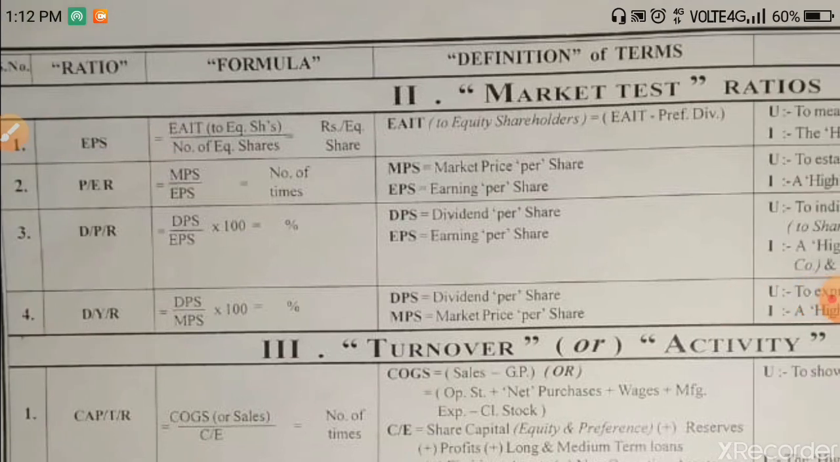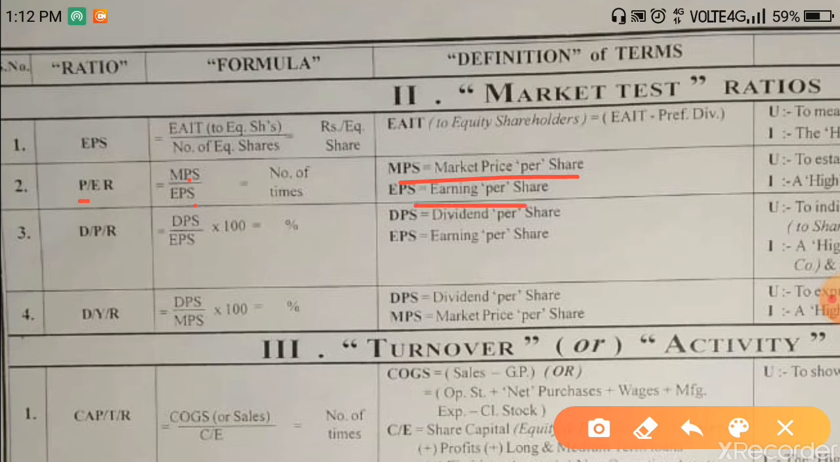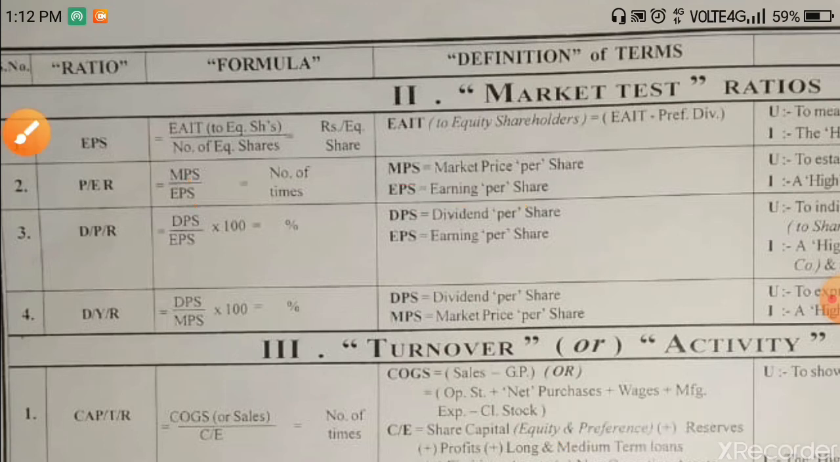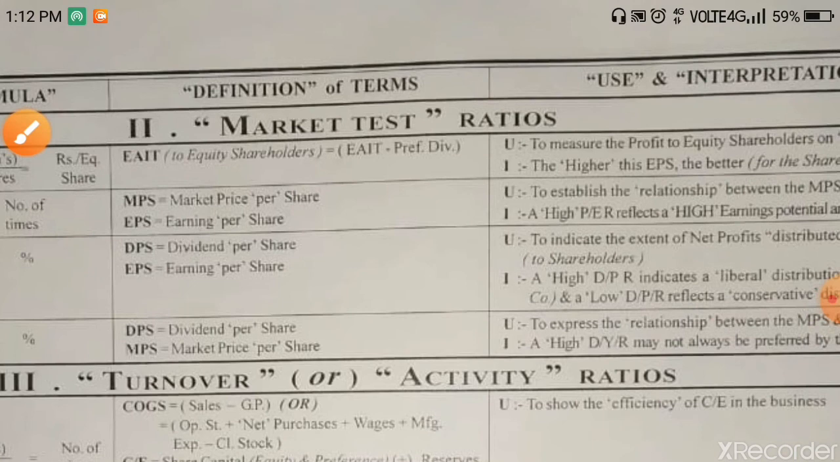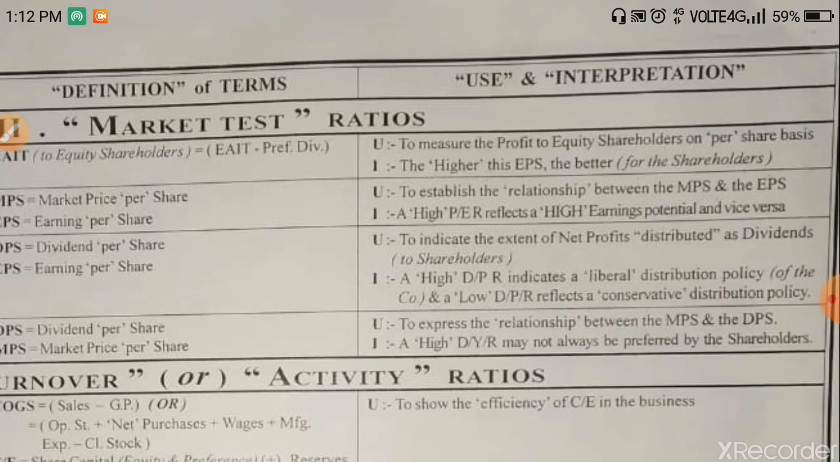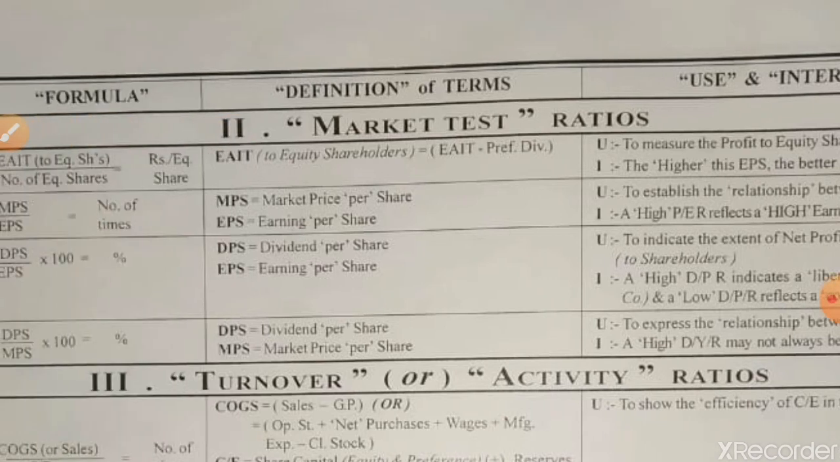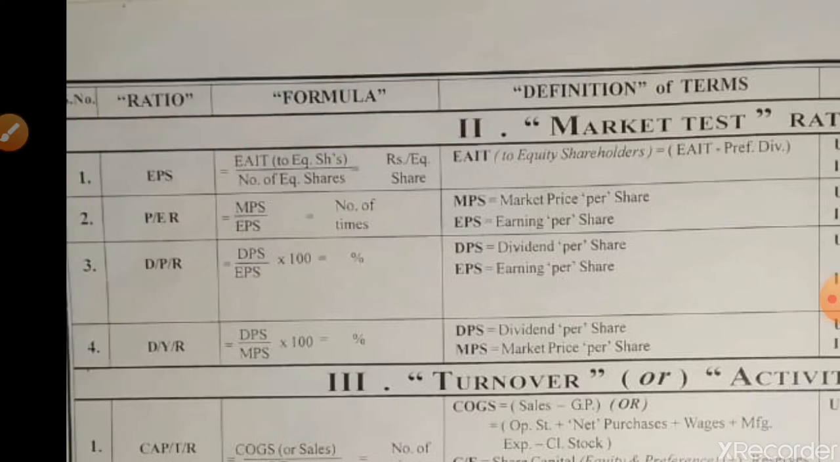Next, PE ratio or profit earning ratio we call. MPS divided by EPS. MPS is nothing but market price per share, that will be given in the question. EPS we have just calculated from the above formula. So it shows the relationship between market price per share and equity earning per share. A higher PE ratio reflects higher earning potential, and if it is lower then it shows lower potentiality.